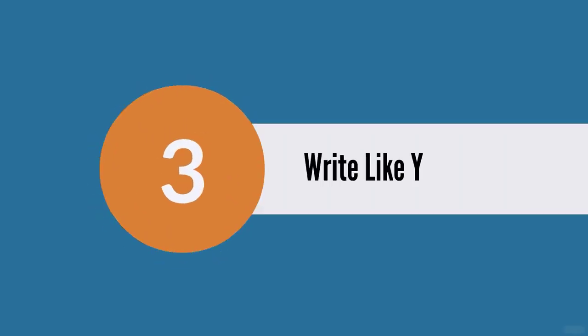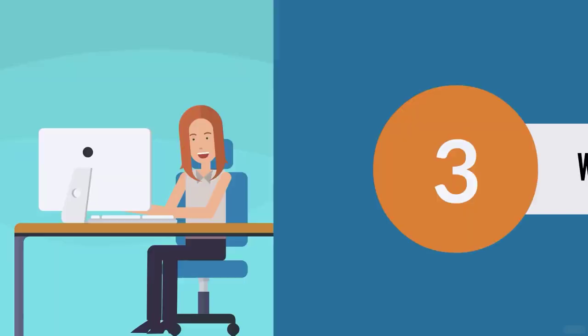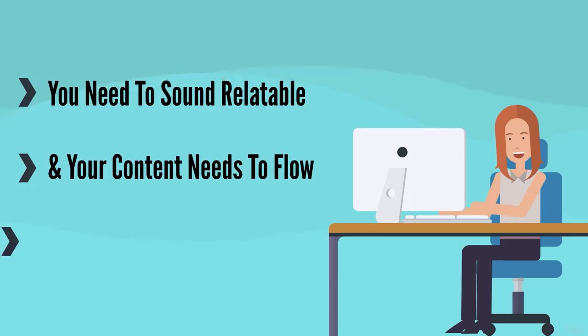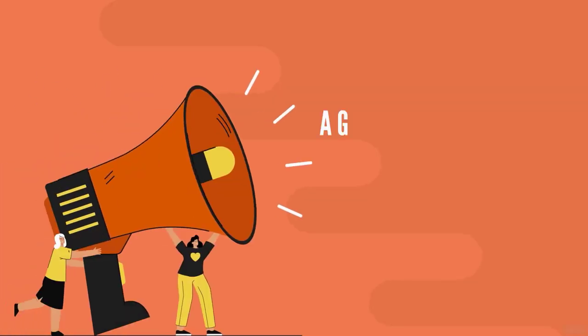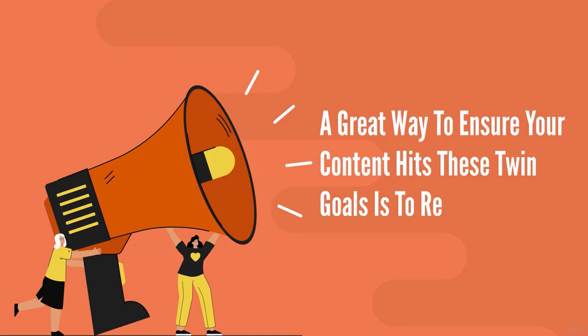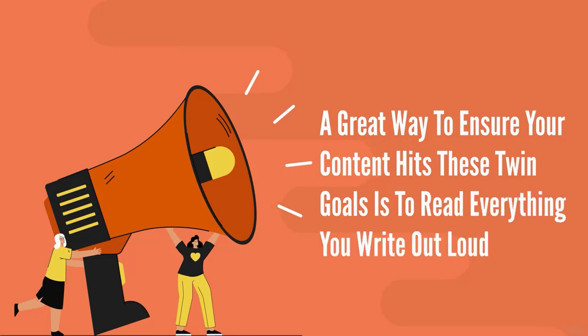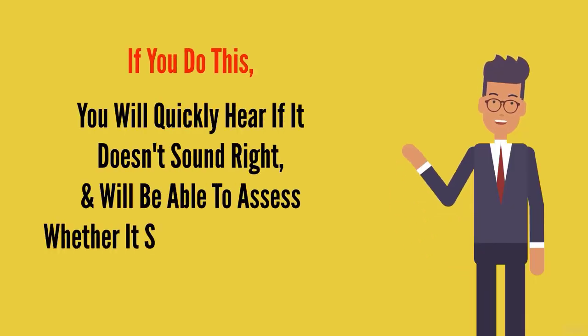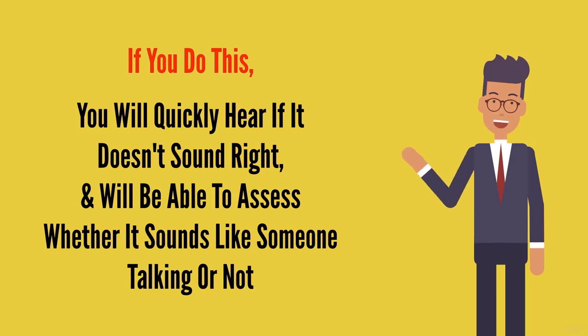3. Write like you talk. You need to sound relatable, and your content needs to flow for people to engage. A great way to ensure your content hits those twin goals is to read everything you write out loud. If you do this, you will quickly hear if it doesn't sound right and will be able to assess whether it sounds like someone talking or not.